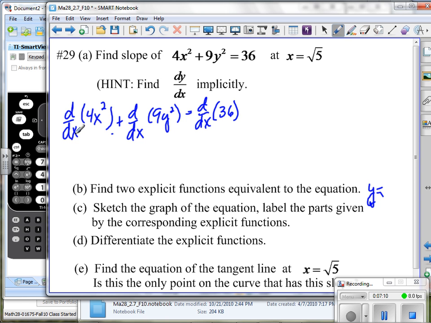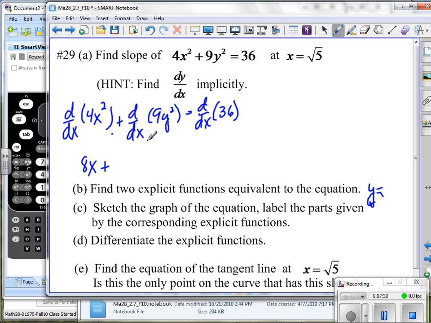The variable of differentiation matches the variable in my term, so this is just a simple problem. 2 times 4, 8, subtract 1 from the exponent. Plus. Move over to the second one.